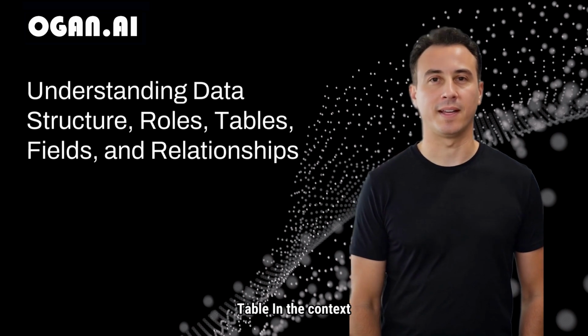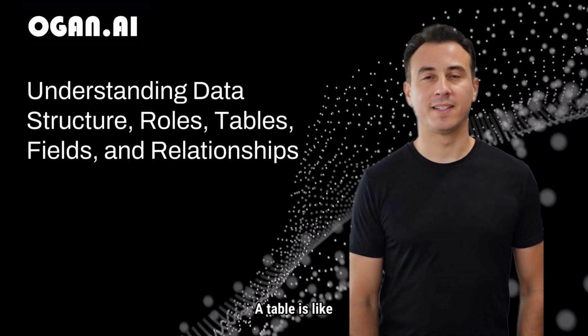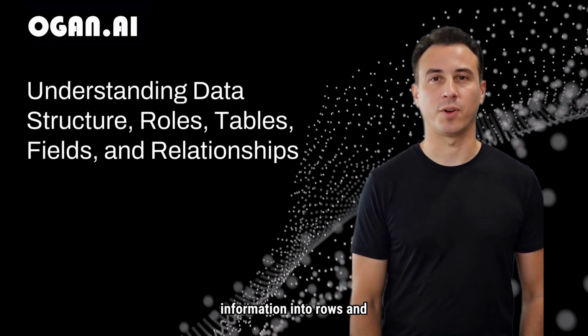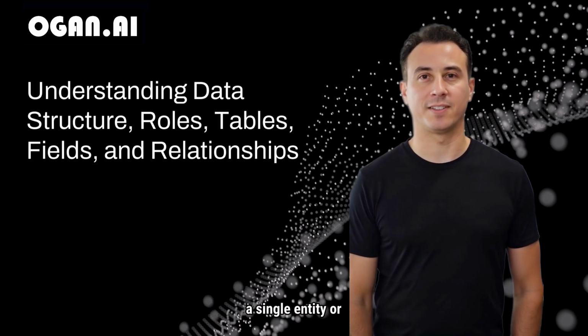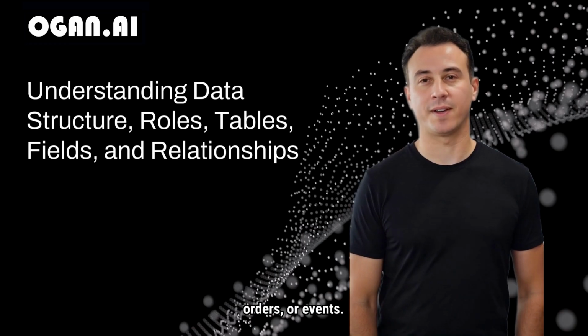Table. In the context of relational databases, a table is a fundamental component of the data structure. A table is like a spreadsheet. It organizes information into rows and columns. Each table typically represents a single entity or concept, such as users, products, orders, or events.